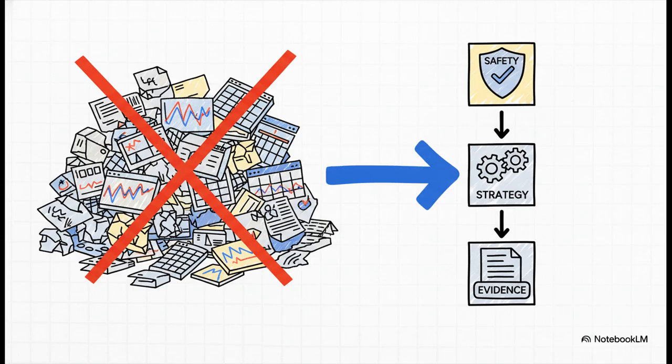1,000 pages of test results are pretty much useless on their own. It's just a data dump. The car maker has to build a compelling case that shows exactly how all that evidence proves the car is safe. It's about connecting the dots and explaining the why, not just showing the what.